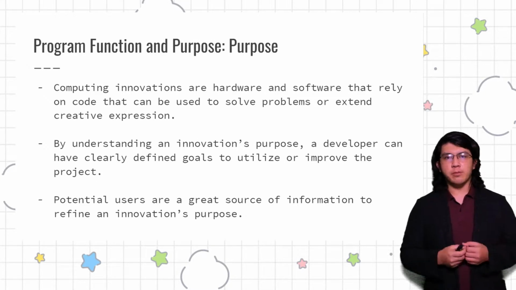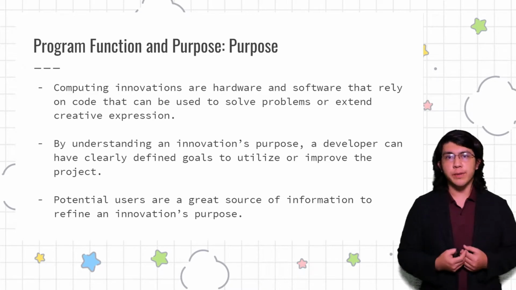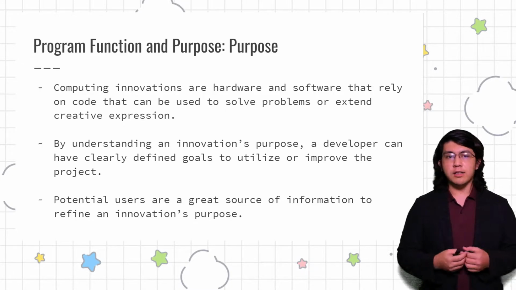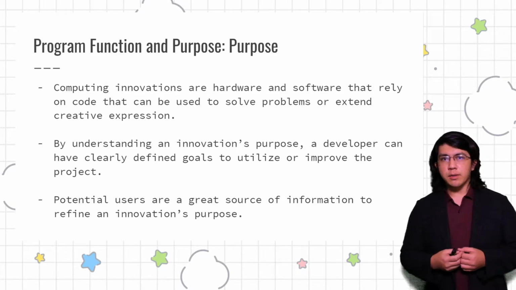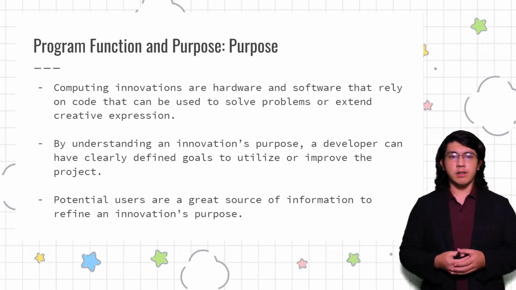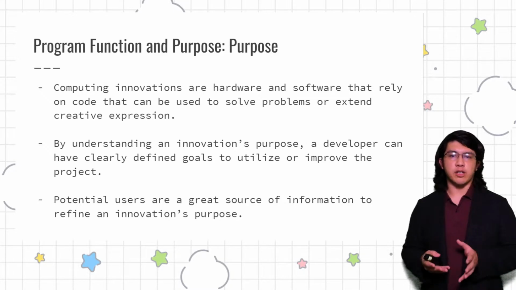Before we dive into things, we need to set some standards for definitions and what terms mean when we use them in the context of computer science. The first term that you'll see a lot is computing innovation. A computing innovation is a very vague thing. It's the hardware or software that rely on code that can be used to solve problems or extend creative expressions.